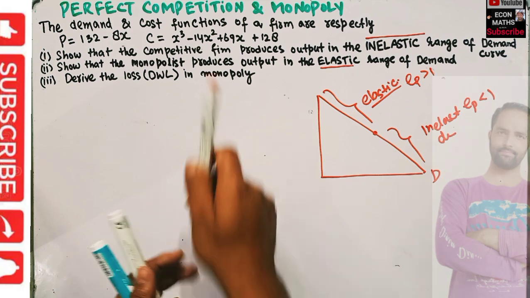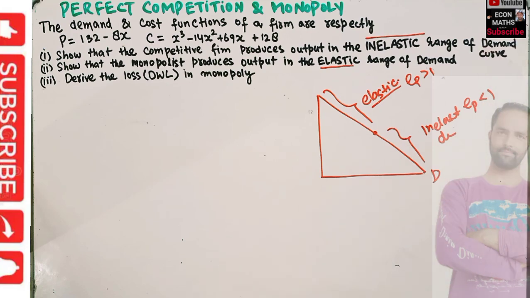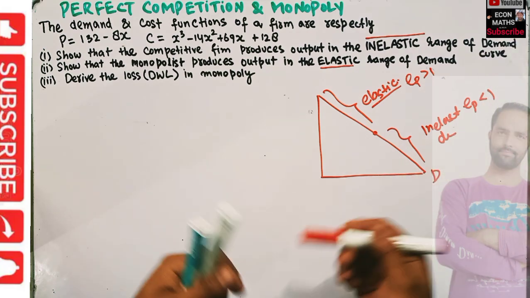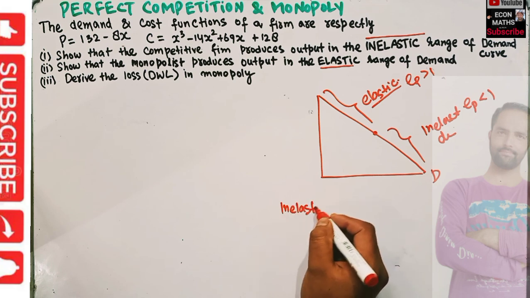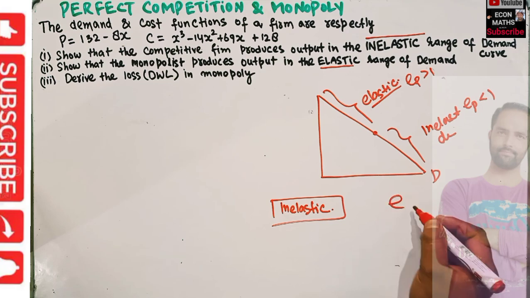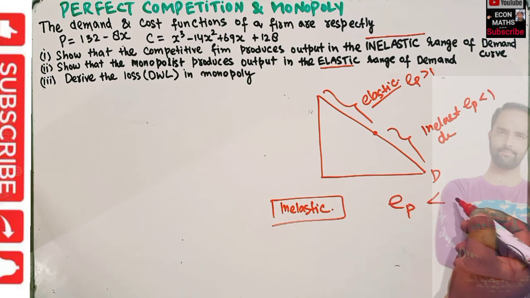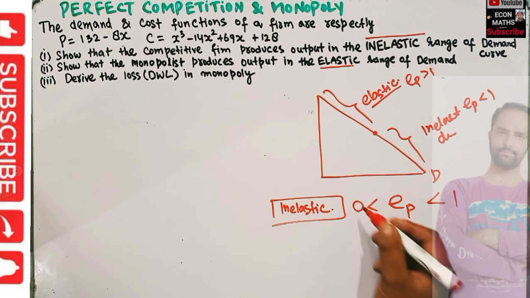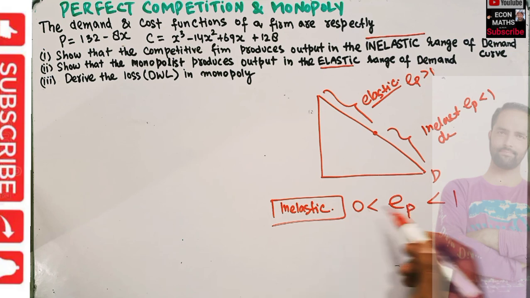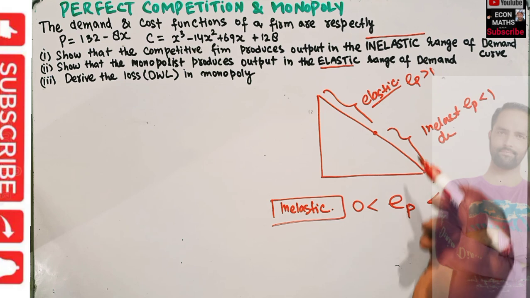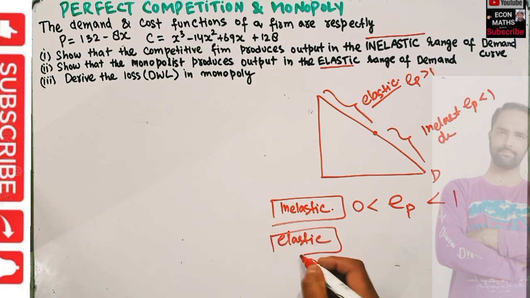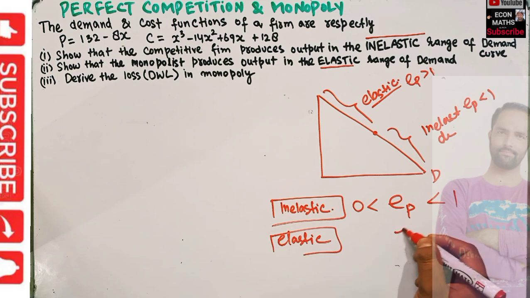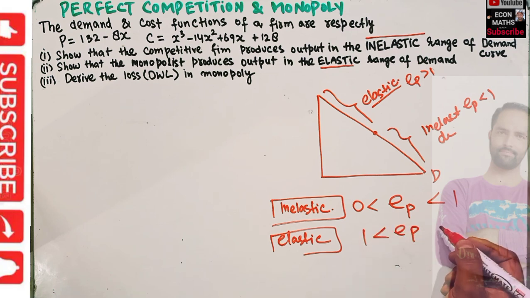Okay, so we have to show that the competitive firm produces output in the inelastic range of the demand curve. And how do we know what is elastic and what is inelastic? In case of inelastic, our price elasticity of demand, the absolute value, should be less than 1 but greater than 0. If we get the price elasticity of demand between 0 and 1, we say we are in the inelastic region. And the elastic region will be the region where our price elasticity of demand will be greater than 1 but less than infinity when we take the absolute value.